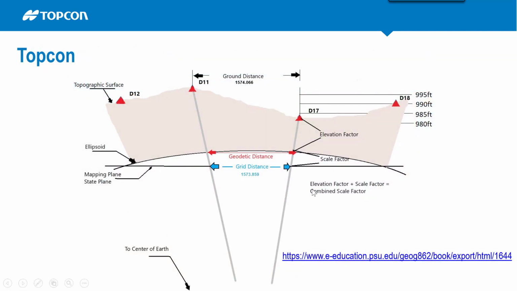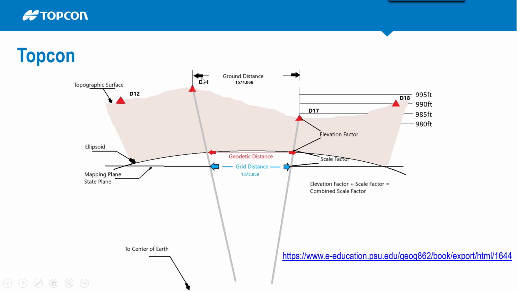So a lot of information here, and if you want to learn more about state plane coordinates, this is one link that you can go to. There's plenty of them on the web that describe this in more detail. But if you noticed here, we're going to be measuring between D11 and D17 with a horizontal ground distance of 1574.06. When we measure our grid distance, 1573.86, there's two tenths of a foot difference between a grid distance and a ground distance.